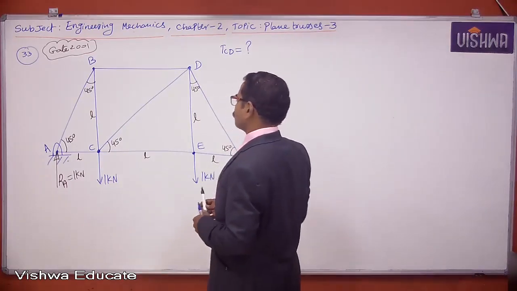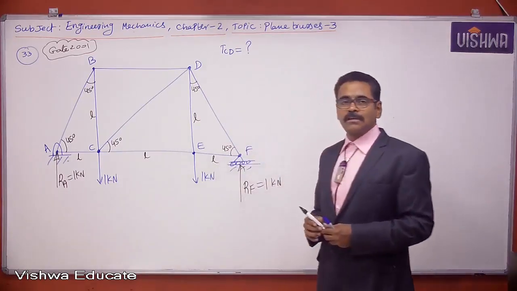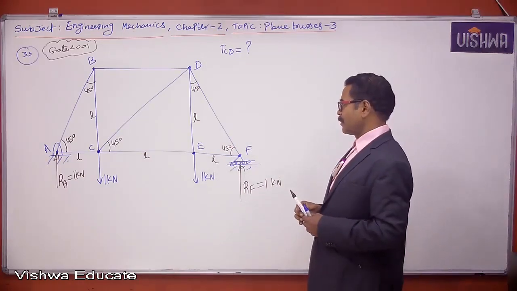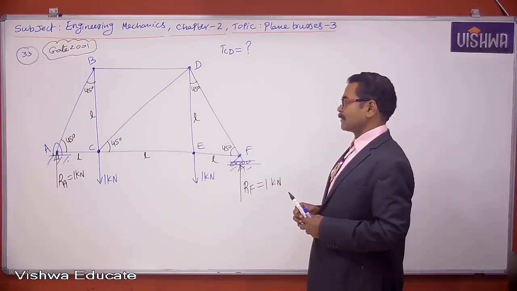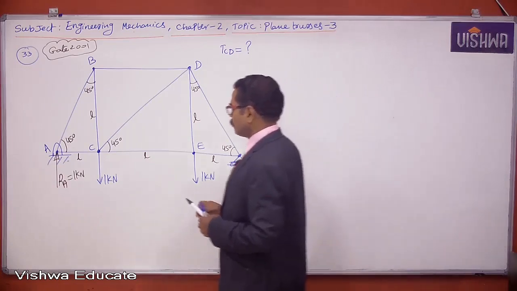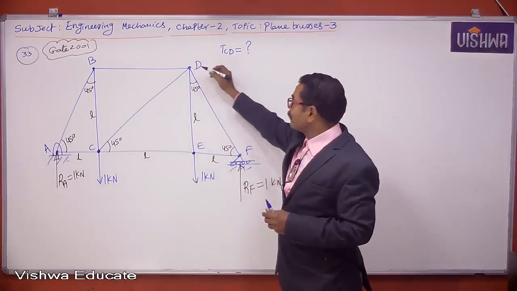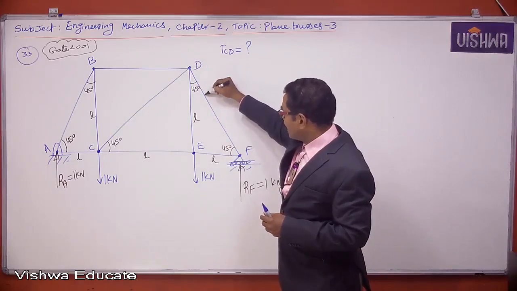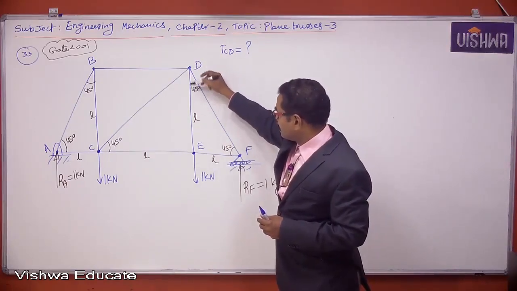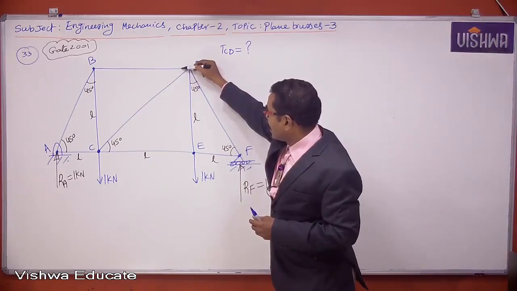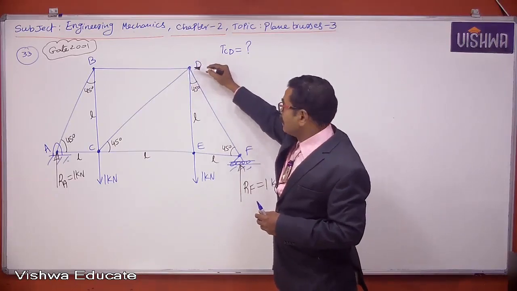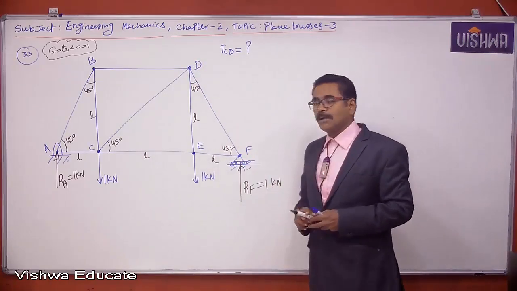Now we have to start with a joint. We have to take equilibrium of a joint. Which joint can we take? Okay, first I may proceed. If I take this joint, how many unknowns will come? I don't know the force carried by this, this, this, or this. If I take joint D, 4 unknowns are coming.